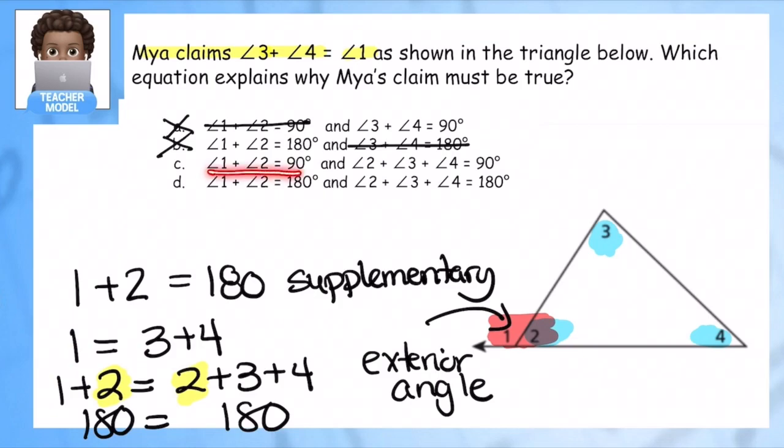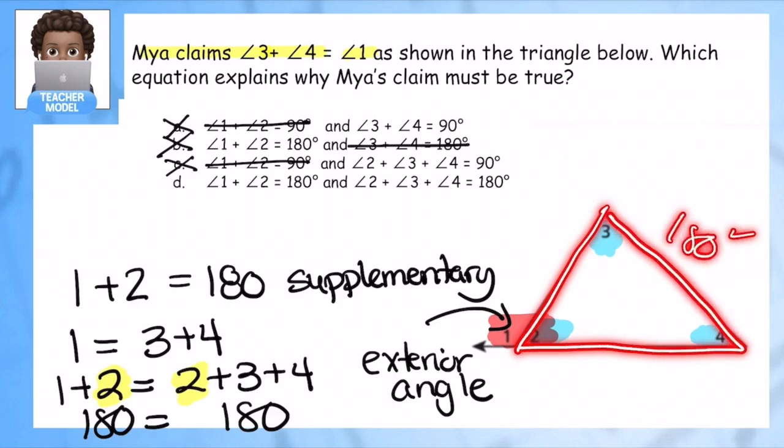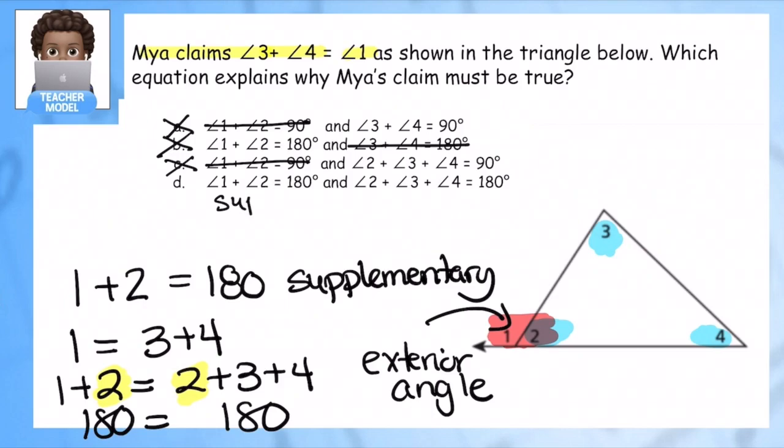Let's go to the next one. 1 and 2 make up 90 degrees. No, we already know that is not true. We've already eliminated 3. And the last one, 1 and 2 make up 180 degrees. Yes, that is true. They are supplements. And 2, 3, and 4 make up 180 degrees. Yes, this one is also true. Again, because they are supplementary. This part is true, and because of the interior angles of a triangle, this is true. So D is the correct choice.